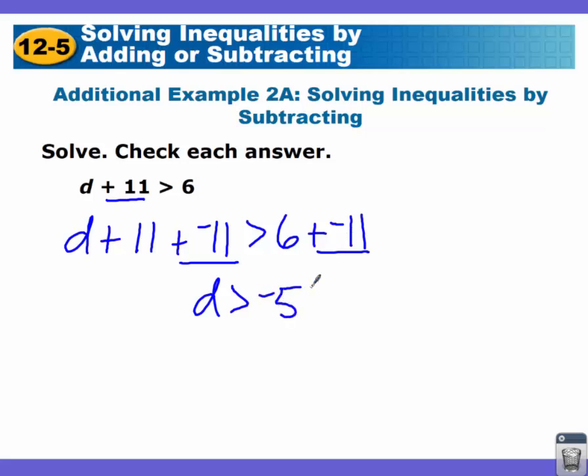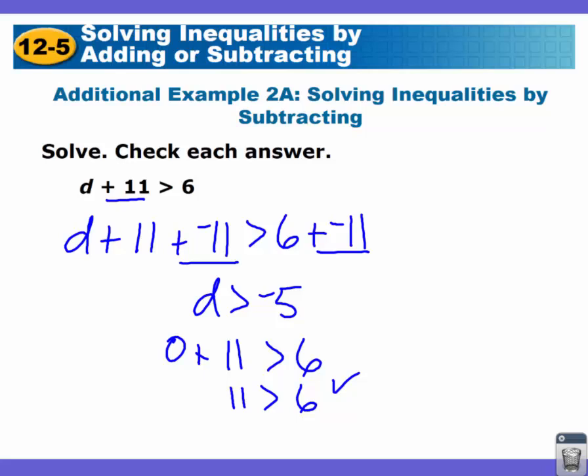Now in this particular example, what they're asking you to actually do instead of graph it is to check your answer. So we need to pick a number that belongs to the solution set, plug it in, and see if it works. So one value that I know is greater than negative 5 is negative 4, or negative 3, or negative 2, negative 1. 0 is even greater than negative 5. And anytime you can use 0 to check your answer with, I highly encourage you to do that. So that's what I'm going to do. I'm going to take a 0, which belongs to this solution set, and plug it back into the original equation. So 0 plus 11 is greater than 6. Is that a true statement? Well, we do the math, and we end up with 11 is greater than 6. Yes, that is a true statement, so it works.